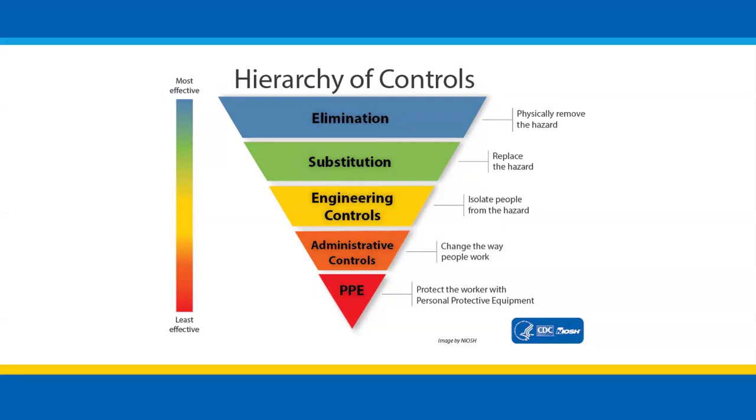Next, administrative controls. Can we change how people work to reduce their exposure to the hazard? Finally, PPE, the least effective step. It protects the worker with personal protective equipment.